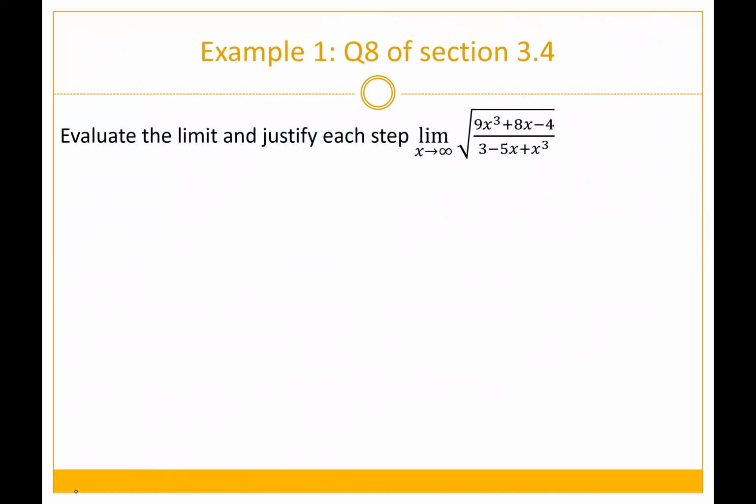So evaluate the limit and justify each step. So you have the limit of x approaching infinity of square root of 9x cubed plus ax minus 4, over x cubed minus 3x plus 3. So this is just like an exercise of finding the horizontal asymptote for this function.